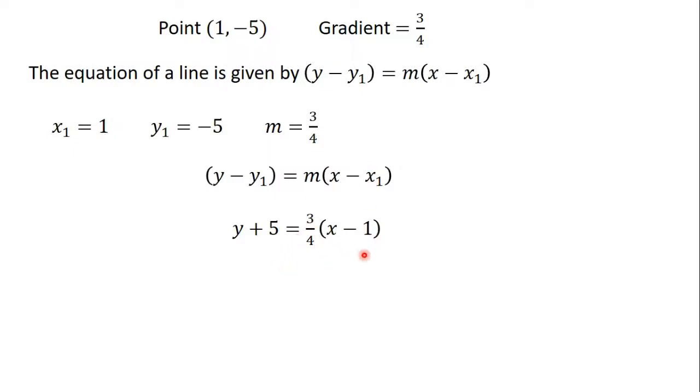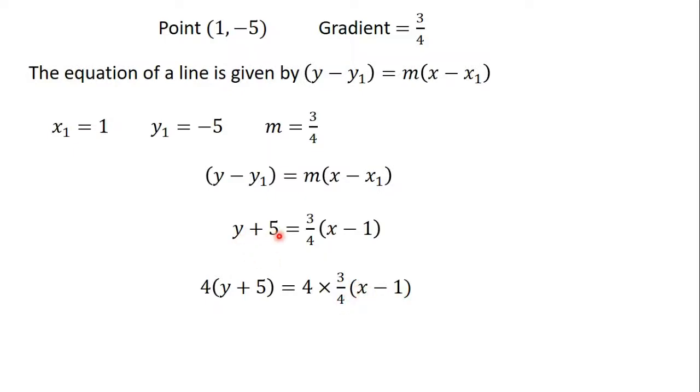We have a fraction in this equation. We will cancel out the fraction by multiplying through by the LCM of the denominators. We have only one fraction, so the denominator is going to be the same as the LCM. So in this case, we will multiply the left-hand side by the denominator, which is 4, and we also multiply the right-hand side by the denominator, which is 4. And this will give us 4(y + 5) = 4 times 3/4 (x - 1).